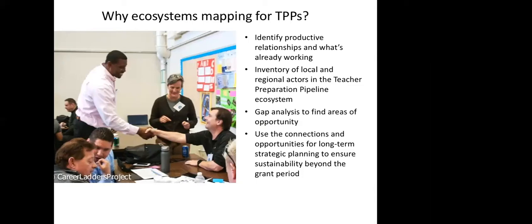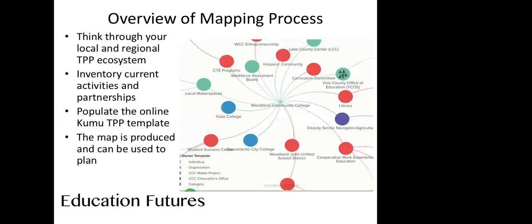And then use the connections and opportunities for long-term strategic planning to ensure sustainability beyond the grant period. So this is really an opportunity for sustainability and capacity building. A lot of these organizations have similar challenges, and if we're able to work together and leverage our resources, it's better for everyone. An overview of the mapping process.